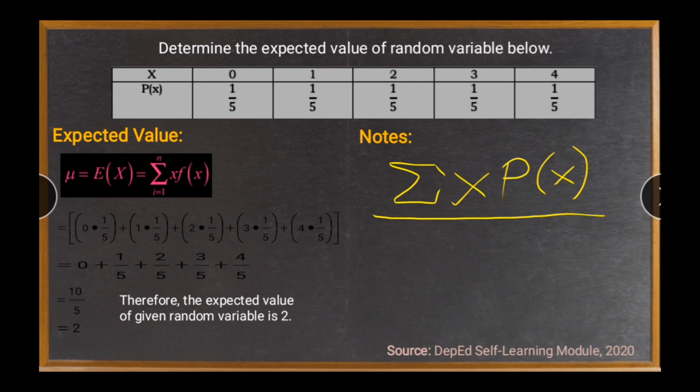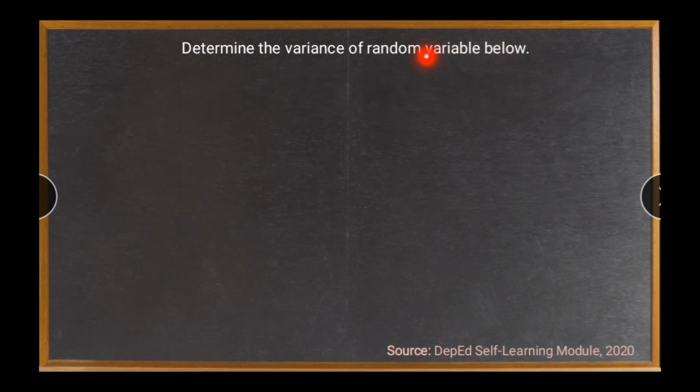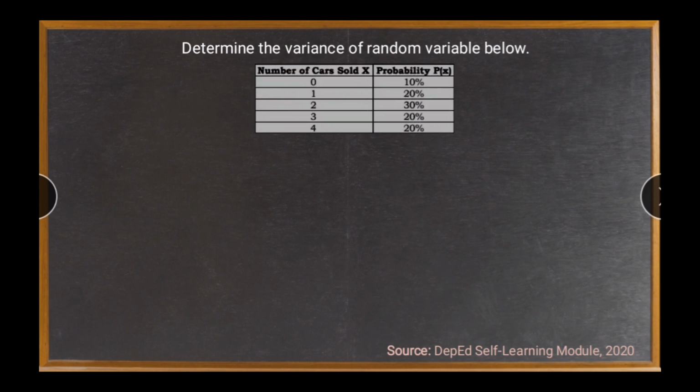Let's proceed with this. Determine the variance of the random variable below. We are going to have a different example, but in here, you will understand how variance works or how to compute the variance of a discrete random variable. Let's have the same, the variance, in the notes.